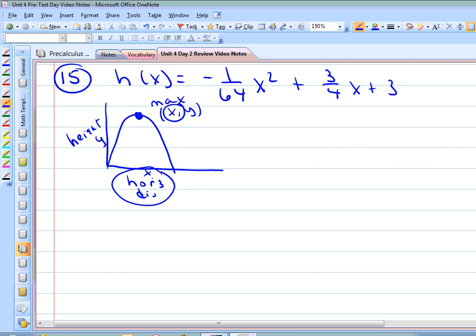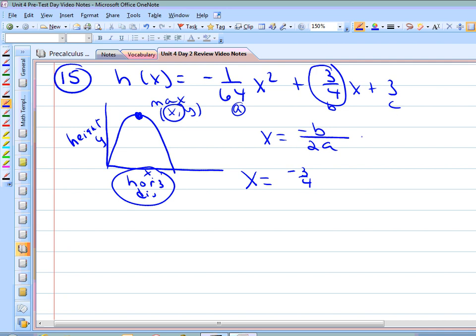So if all we want is the x part, then we can do x equals negative b over 2a. This is applications, remember. So again, this negative 1 over 64 is your a value, your 3/4 is your b value, and 3 would be your c value. Just identify those to make sure you're careful. So x equals negative b. That would be a negative 3/4, all over 2a.